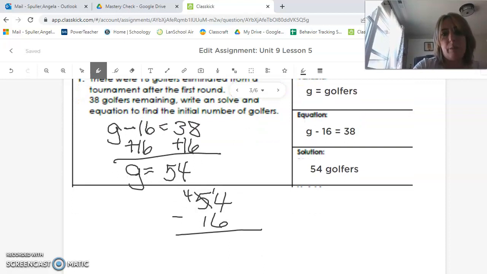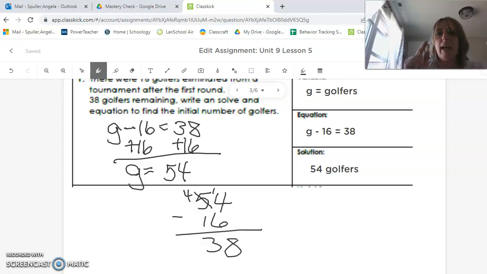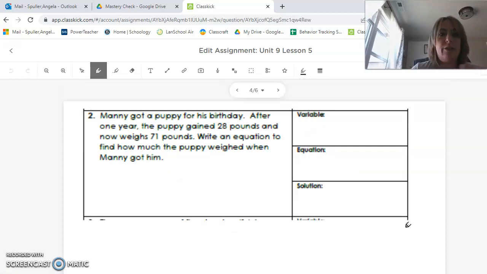Let's borrow. So this becomes 14. That gives me 8. 4 minus 1 is 3. And then 38 are left. I proved it. All right, let's try another one.